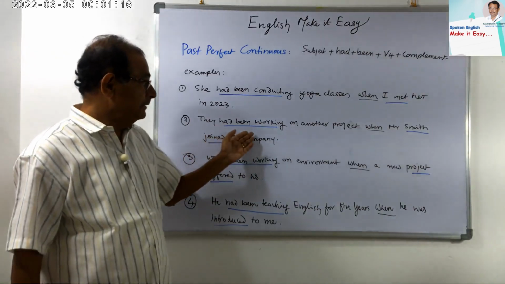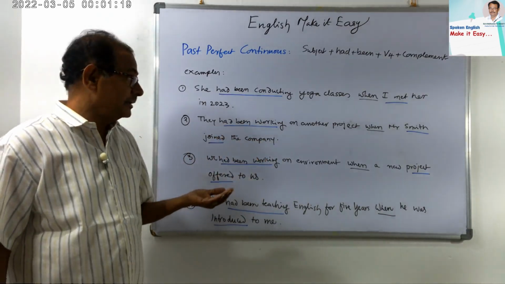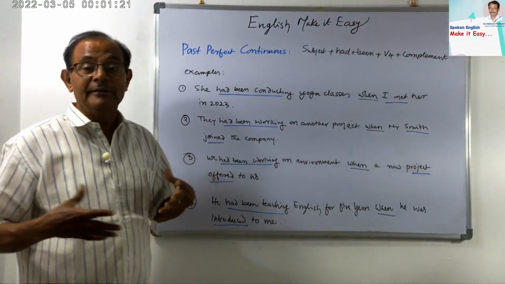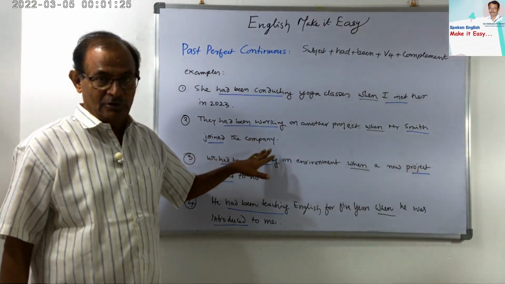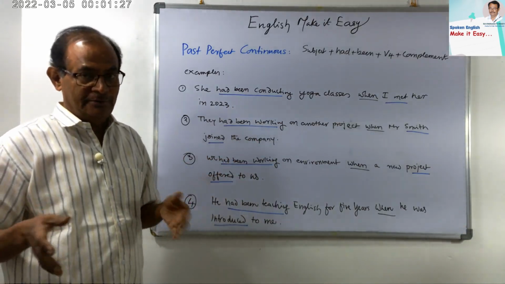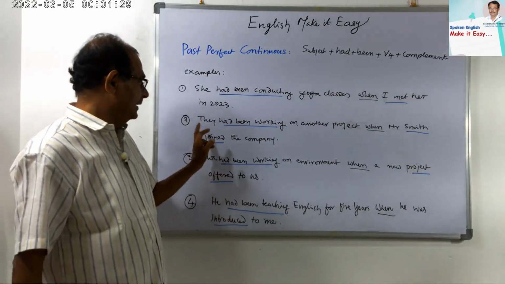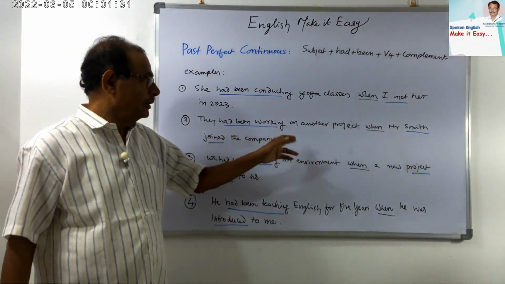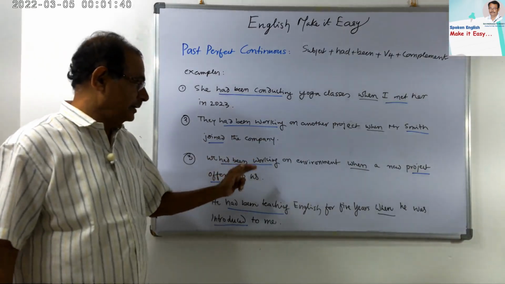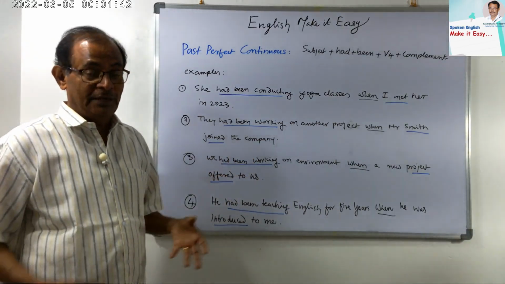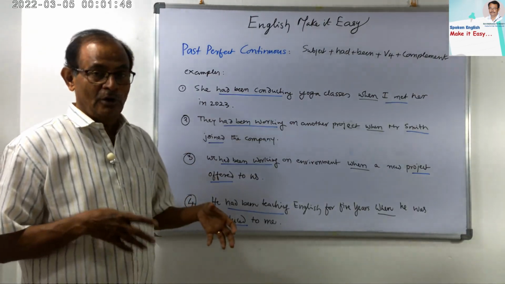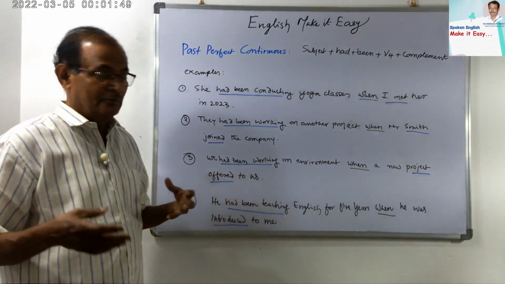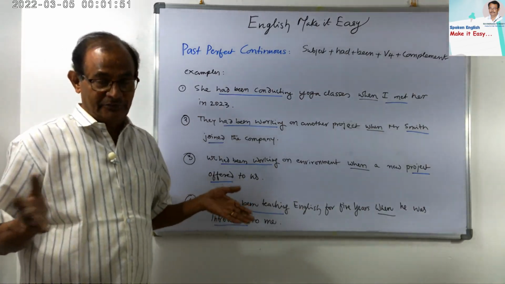So they had been working on another project when Mr. Smith joined the company. So Smith joined the company at a particular year. Here the year is not mentioned. Mr. Smith joined, that is over, past action. At that time they had been working on another project. We had been working on environment. So the environmental studies, okay, it is a very good subject, environmental studies. Ours is a firm, we conduct different studies.